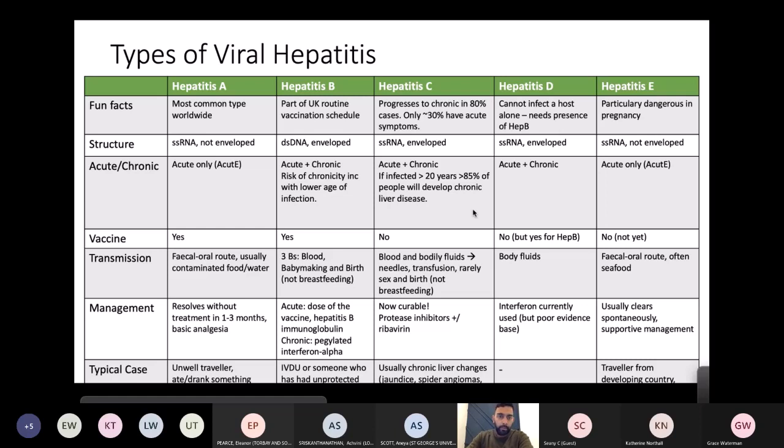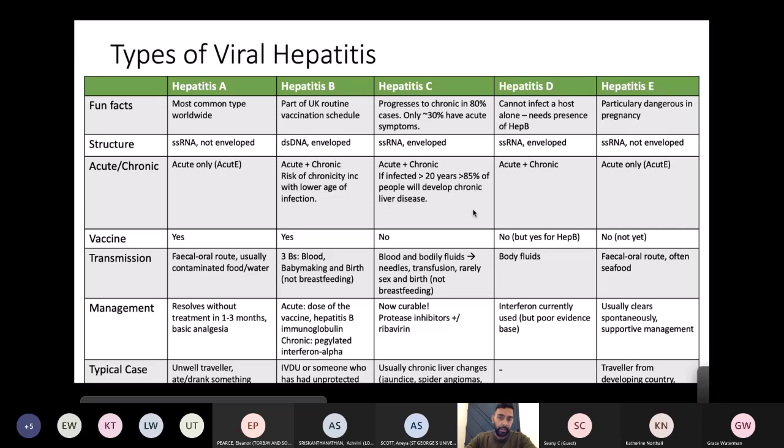So, firstly, hepatitis A and E only have an acute impact on the liver. They don't form into a chronic picture. The way you can remember this is that A and E are in the word acute. You can also think about the department A and E, which is for acute problems. So that's one thing. The other thing you need to know is, you get B, C, and D.